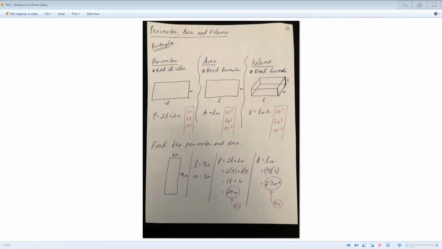So we see the formula for the perimeter of the rectangle is P equal to 2L plus 2W. So 2L means your two lengths, and 2W your two widths. If you were to add those together, you have your perimeter.